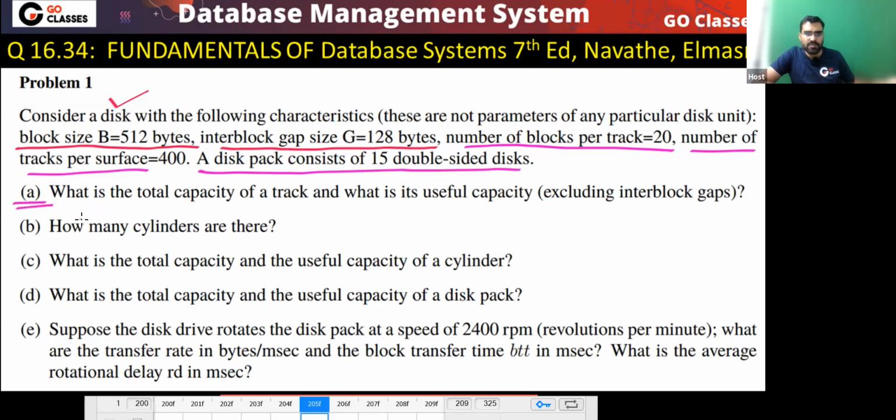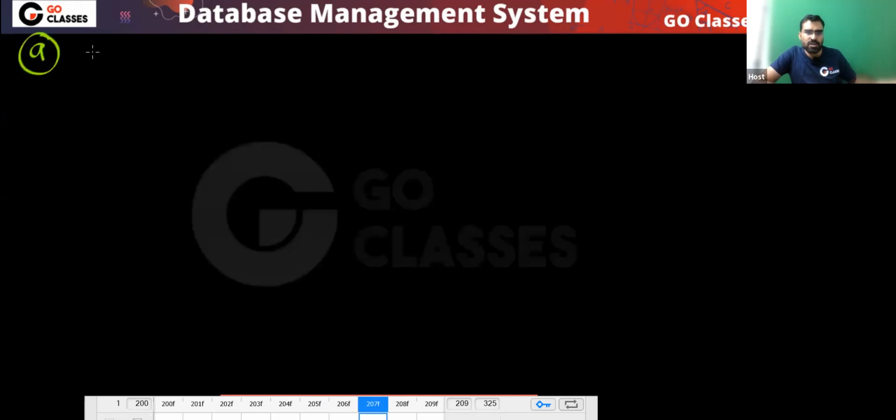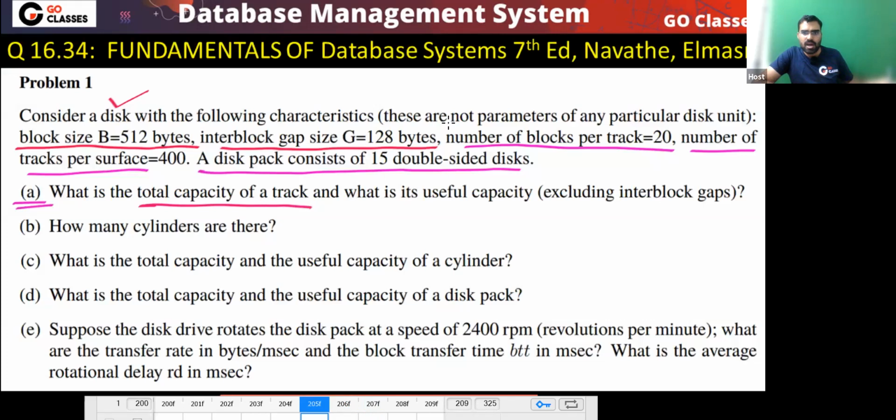Now let's see. In part A, I am asking 2 questions. What is the total capacity of the track? Tell me, what is the track capacity? What is the track size? That is very simple. It is the number of sectors per track, correct? How many sectors do we have per track? Or you can say in terms of the number of blocks. How many blocks do you have?